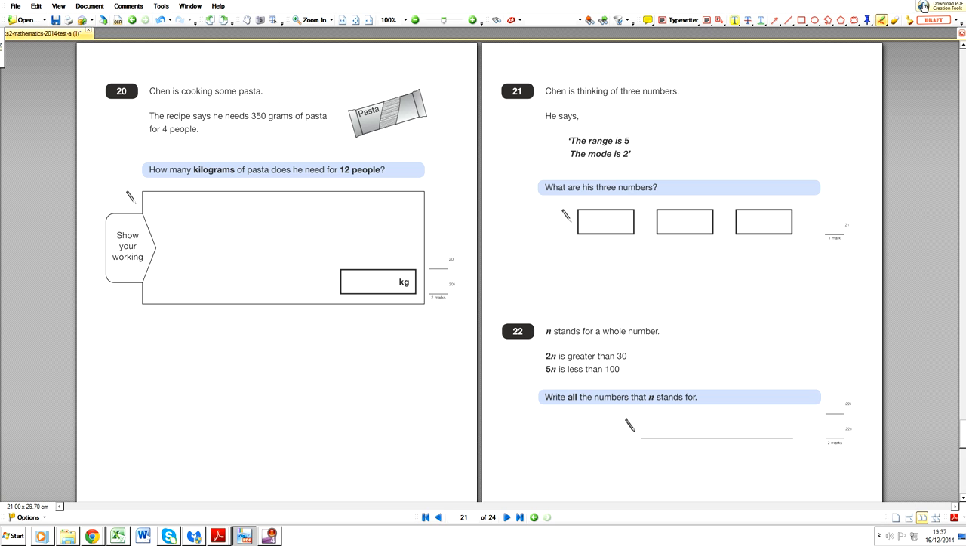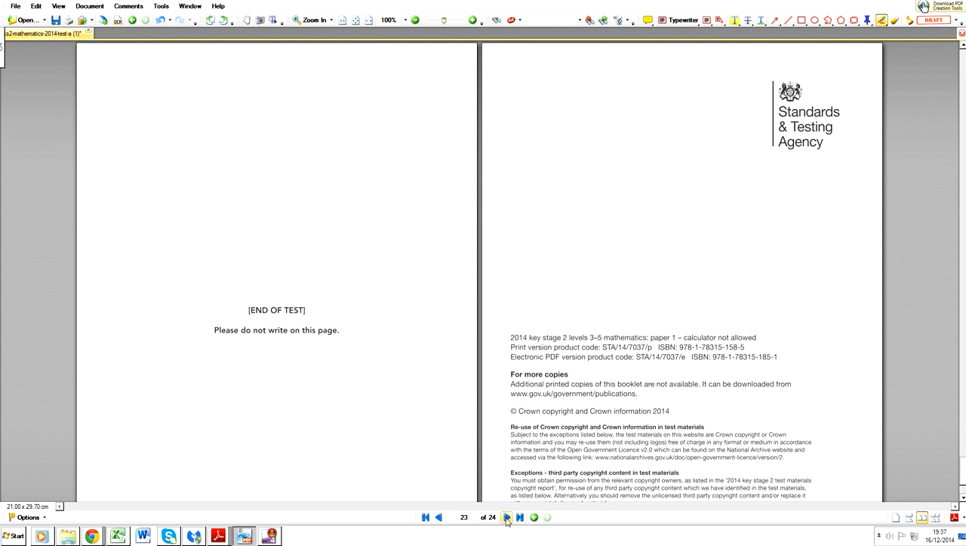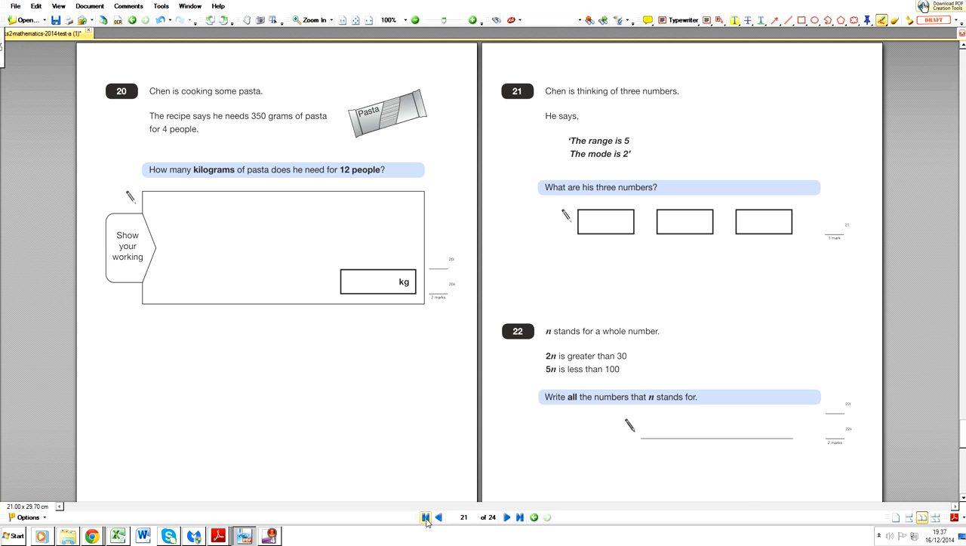Okay, we're getting towards the end of the paper now. I think that's the last page now. Here we go. Chen is cooking some pasta. It's one of our favorites. The recipe says he needs 350 grams of pasta for 4 people. Let's write that down. 350 grams is needed for the recipe for how many people?